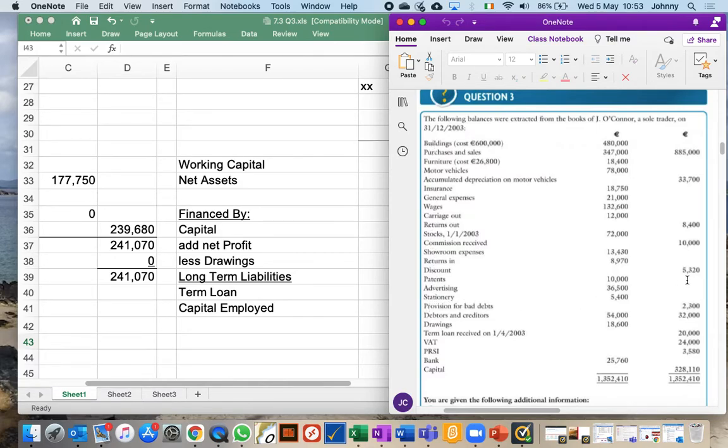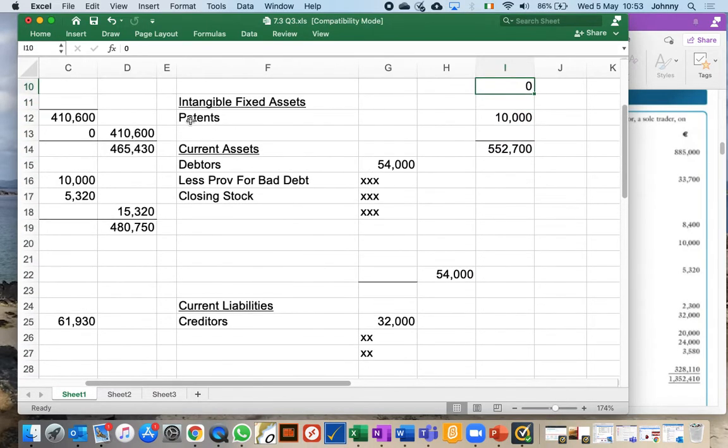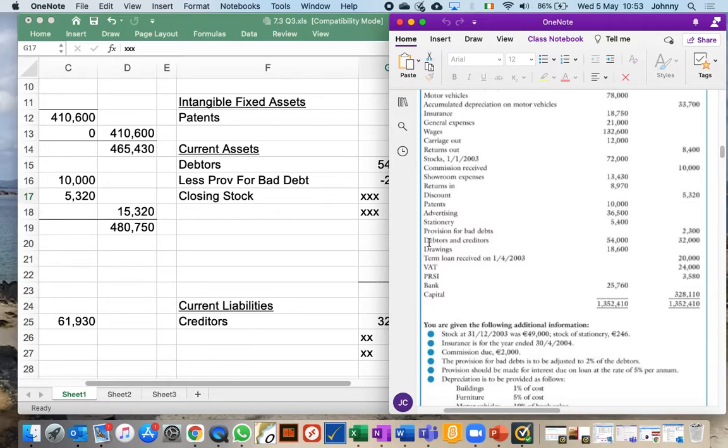Provision for bad debts, I forgot to put that in, so that's 2,300 and it's on the credit side. That is always taken away from our debtors up here. So I'll put that in. Then the next one is debtors and creditors I've dealt with. Drawings I have. Term loan I've put in.